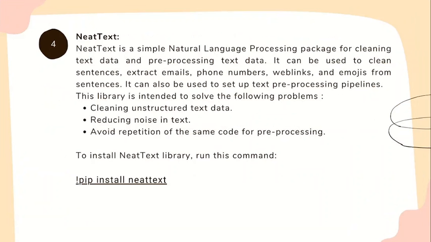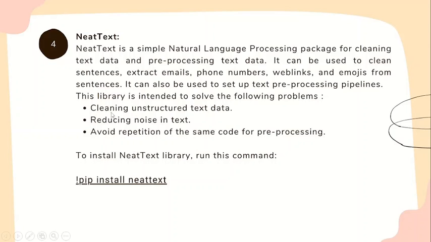Neattext is a simple natural language processing package for cleaning text data and pre-processing text data. It can be used to clean sentences, extract emails, phone numbers, web links, and emojis from sentences. It can also be used to set up text pre-processing pipelines. This library is intended to solve the following problems.